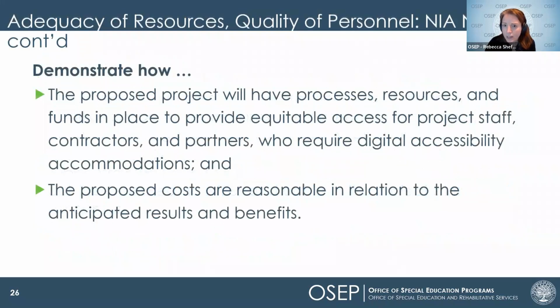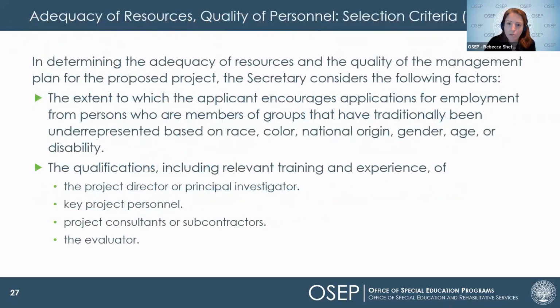Also, demonstrate how the proposed project will have processes, resources, and funds in place to provide equitable access for project staff, contractors, and partners who require digital accessibility accommodations, and how the proposed costs are reasonable in relation to the anticipated results and benefits. Reviewers will score the adequacy of resources and quality of personnel between 0 and 15 points.